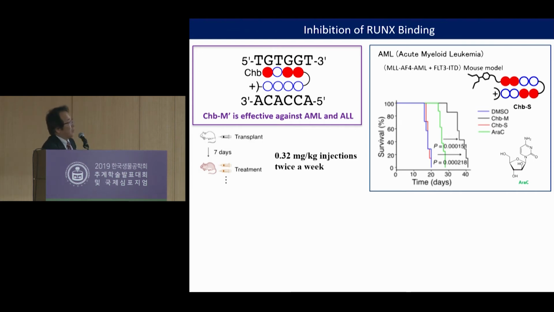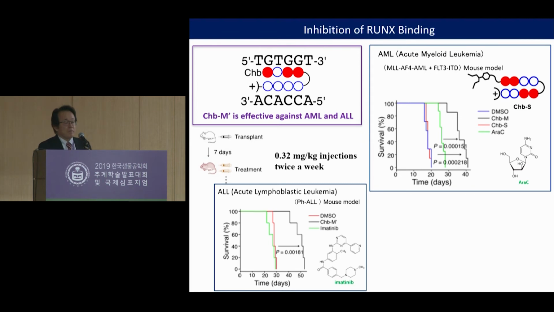It is also important to say that chlorambucil, which has the same alkylating agent but a different sequence specificity, did not show any positive effect, clearly indicating the importance of the recognition sequence of the polyamide. Such an extension was also observed in acute lymphoblastic leukemia, extended about 20 days. These results suggest significant extension of survival period in AML and ALL mouse models.